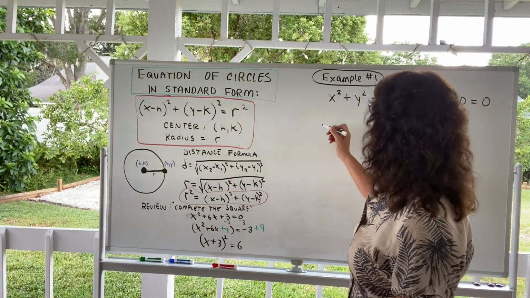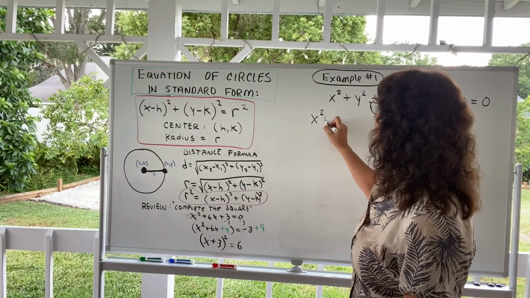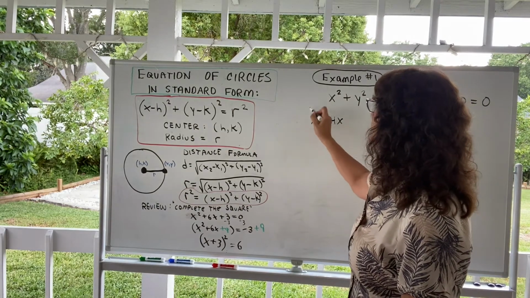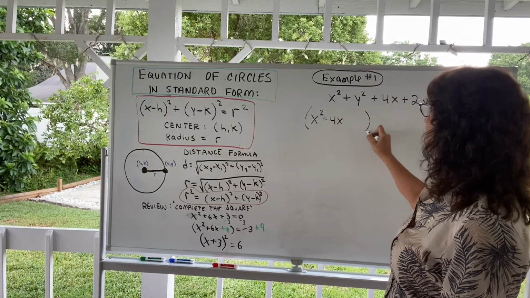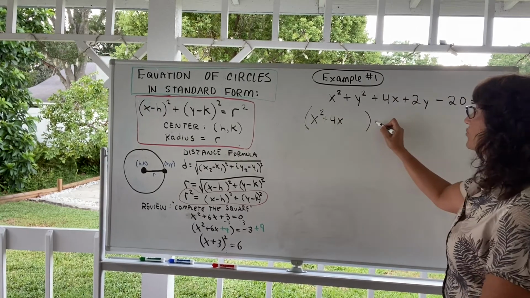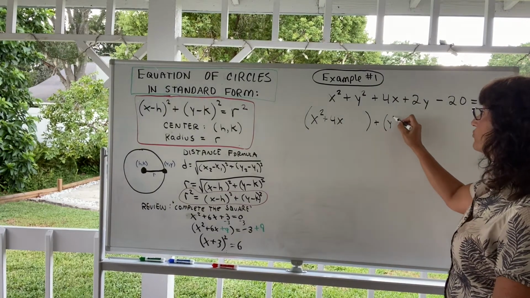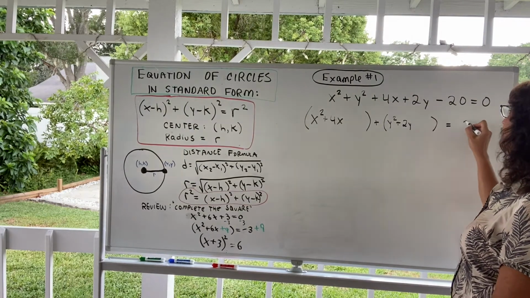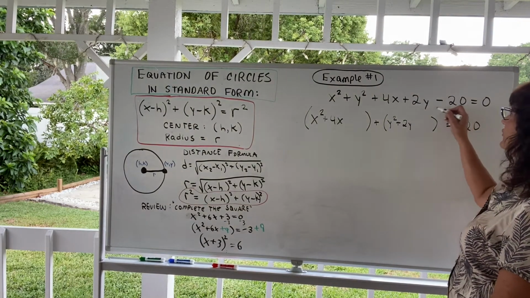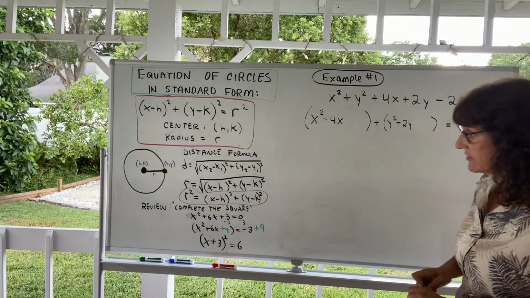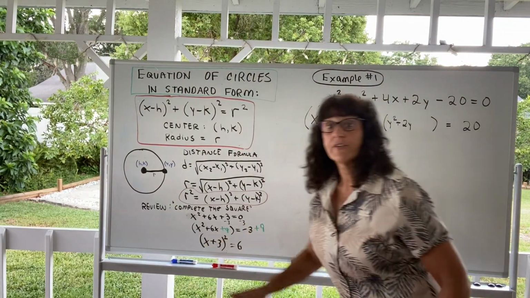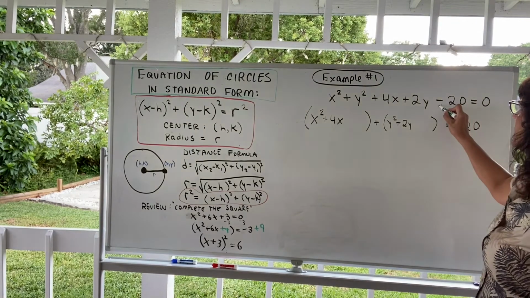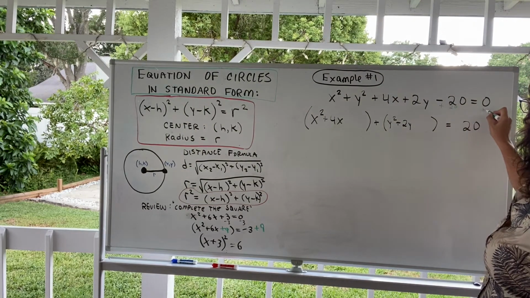We're going to put the x's together. So you're going to write x squared plus 4x. Okay, regroup. Put the x's together. Leave the space. Okay, and then you're going to put the y's together. So group the y's: y squared plus 2y. All right, leave a space and then move the 20 to the other side. So you're going to add 20 to both sides, okay? So we added 20 to both sides.